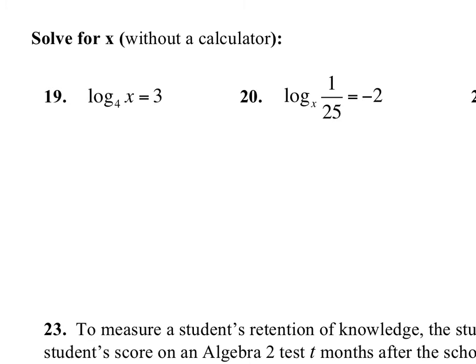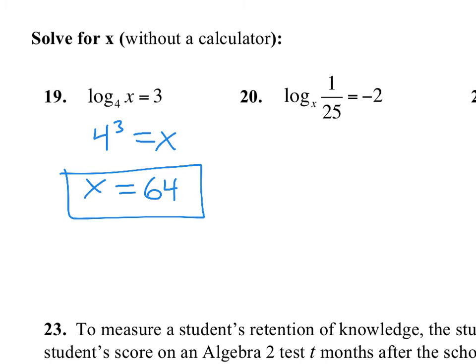The back is pretty similar, but they actually put x in the problem, so you're going to solve for x. We're going to rearrange it like we were doing on the front. 4 to the third power equals x, and now we just multiply 4 times 4 times 4, which is 64.